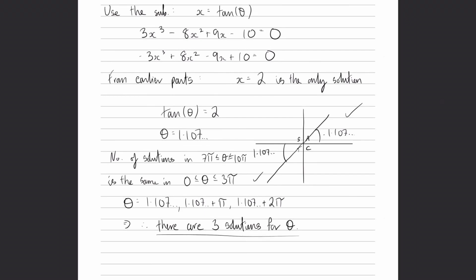In terms of the marking, you'll just get 1 mark for proving that there are 3 solutions for what theta is. And that's it for this question, it's just 1 mark.